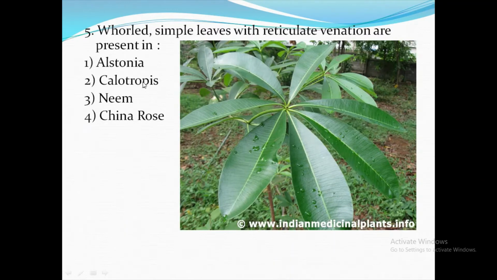The answer is Alstonia. Calotropis shows opposite phyllotaxy, whereas China rose shows alternate phyllotaxy, that is only one leaf arises from a single node. In Calotropis, two leaves arise from a single node. So here the answer is Alstonia, which shows whorled phyllotaxy, and it has simple leaves with reticulate venation.